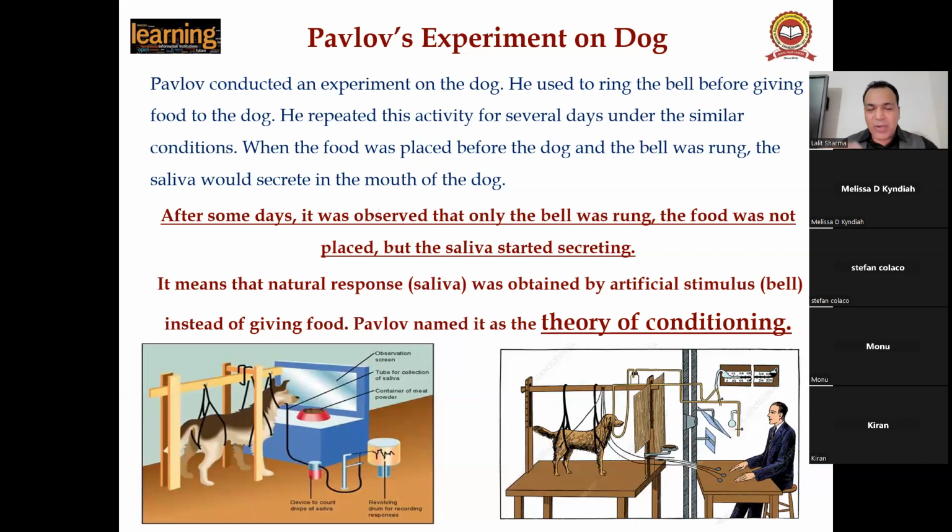Now after some days, Pavlov saw that it was observed that only the bell was rung, but the food was not placed, but the saliva started secreting. It means we are getting the natural response, which was saliva, by giving the artificial stimulus, which was the bell, instead of giving food. And Pavlov named this theory the theory of conditioning. Okay. So now you have understood it.